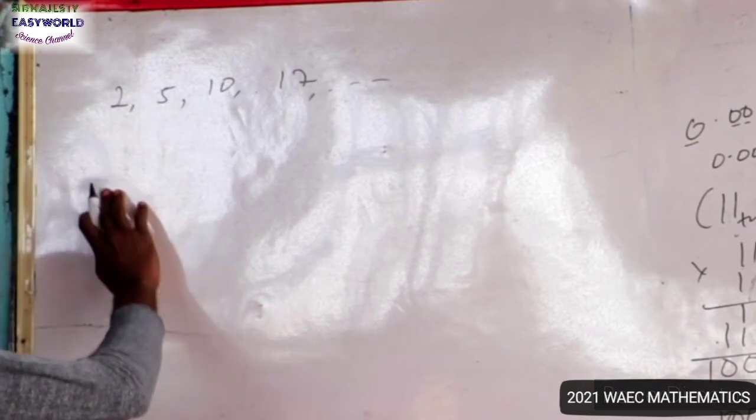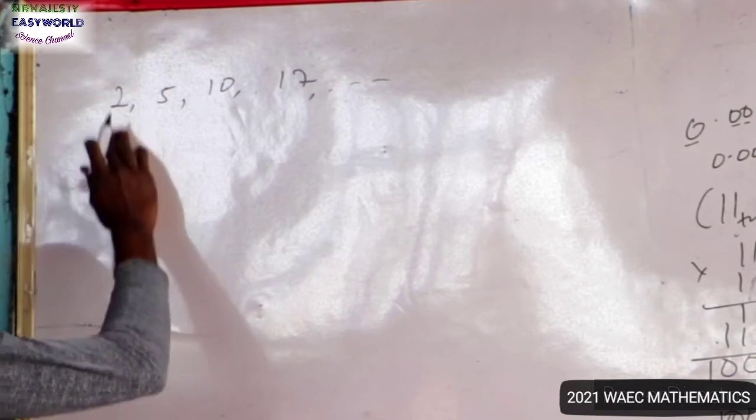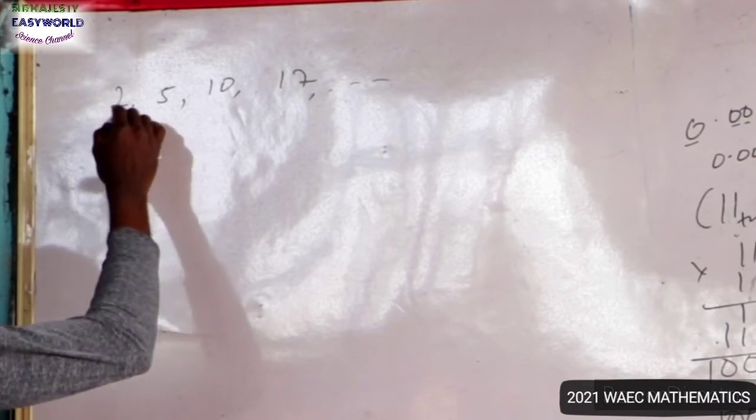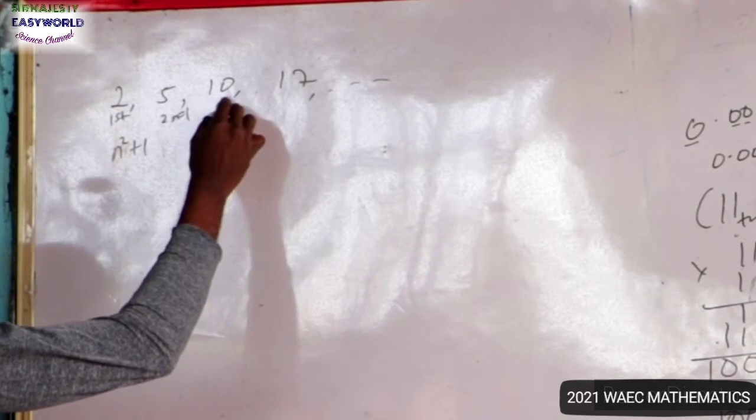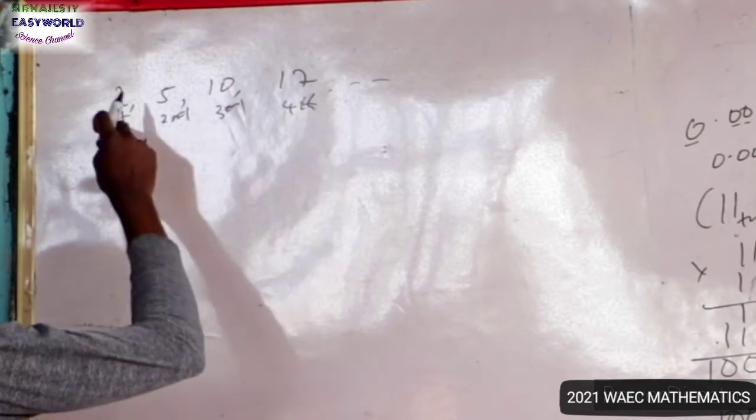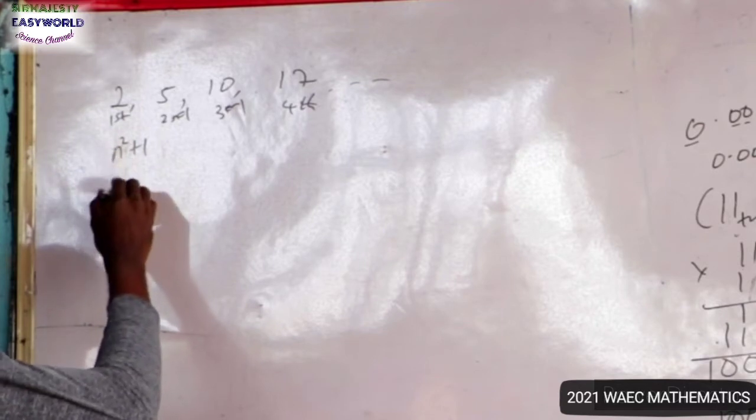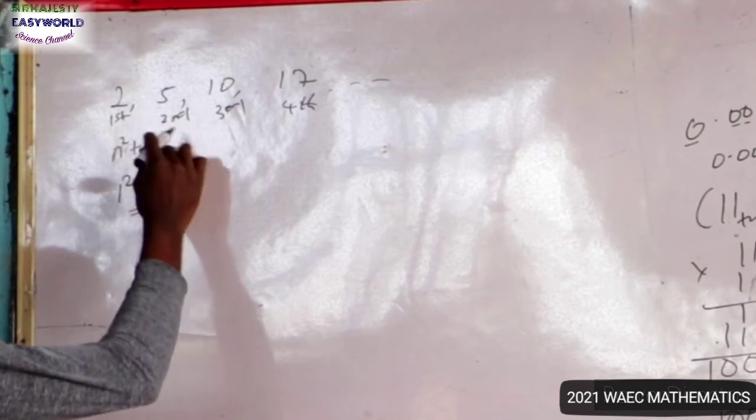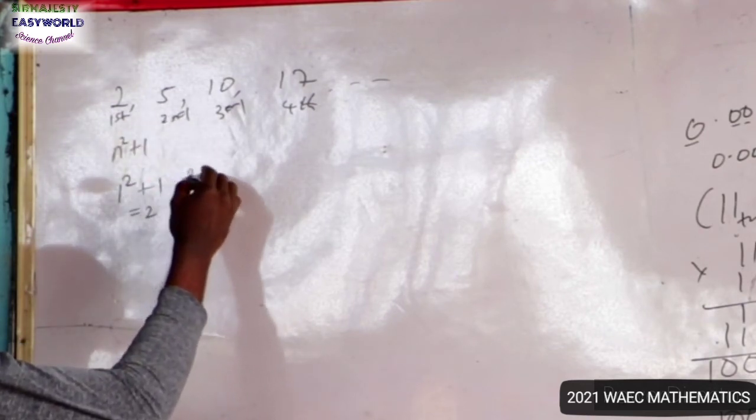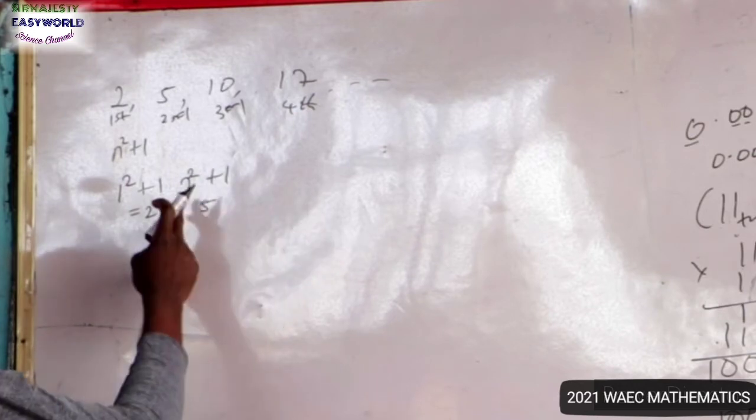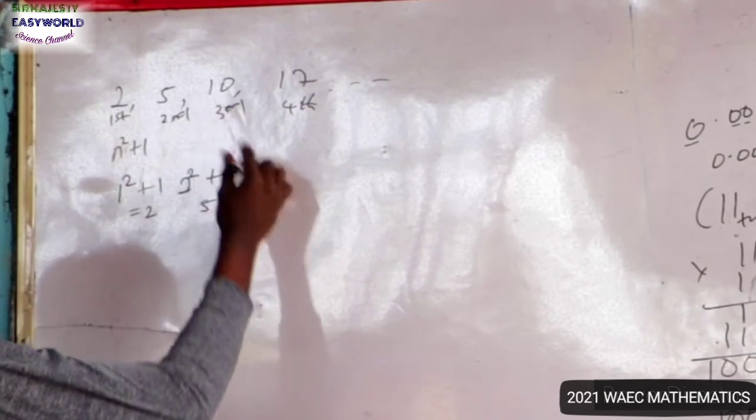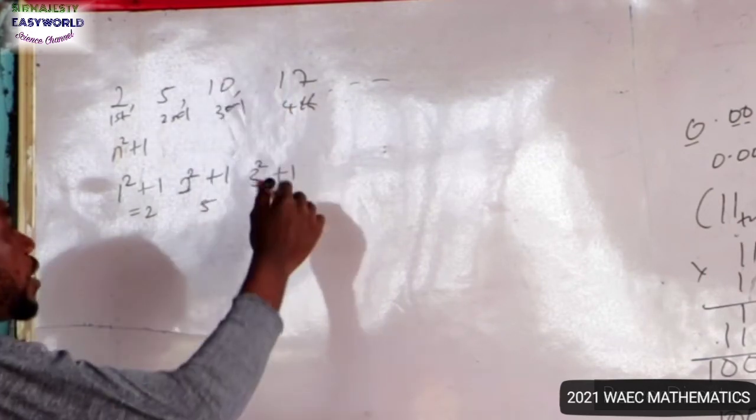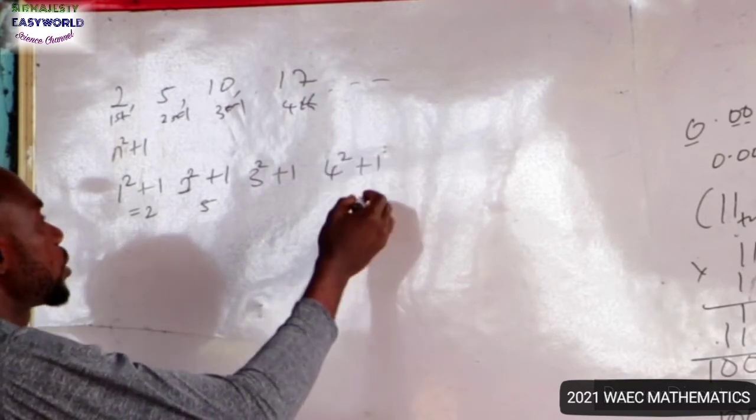So let's take n squared, that's the thing. n squared plus 1, where this is the first term, second, third, fourth. So if we check if it's rhyming, here n is 1. So 1 squared plus 1. 1 squared is 1, which will give you 2. Then here, n is 2. 2 squared plus 1 is 5. So it's rhyming. 2 times 2 is 4 plus 1, which is 5. Then here is 3 squared is 9 plus 1, which is 10. And here, square of 4 is 16 plus 1, which is 17.